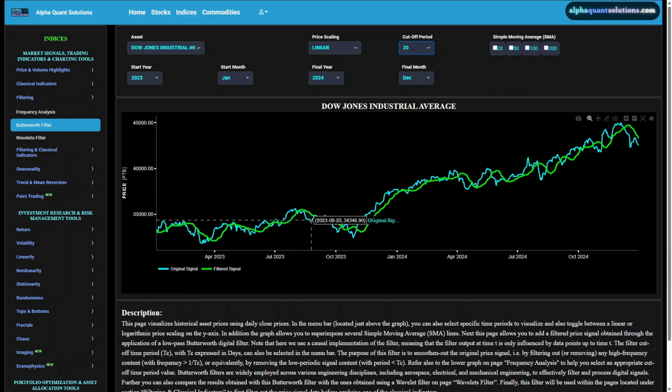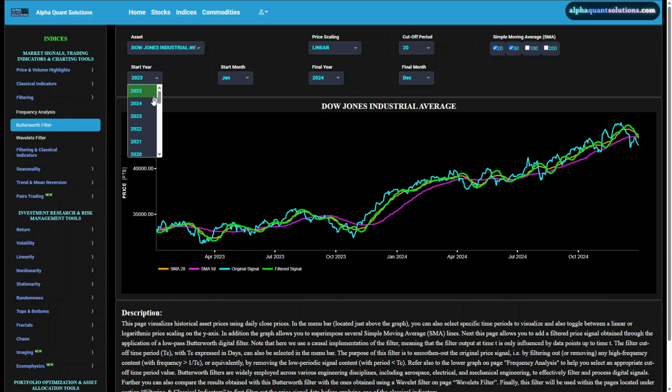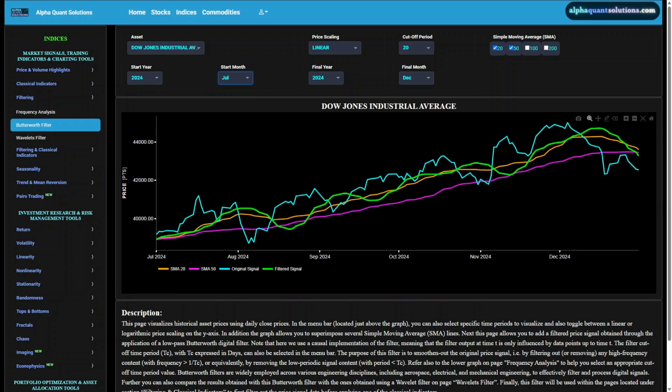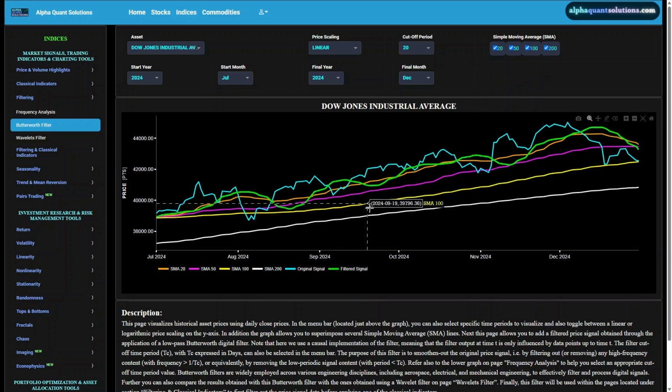Now, on top of this green line, we can also superimpose other filters. The simple moving average, the 20-day in orange, or the 50-day in magenta if you want, and we can zoom in a little bit more. Let's go back to 2024, and let's take a period of 6 months in 2024. Here you see more clearly the various signals. The green line is the Butterworth, and the orange and the magenta are the simple moving averages, but we can also add the 100 days in yellow or the 200 days in white. All of these will help you with your trading and investment.